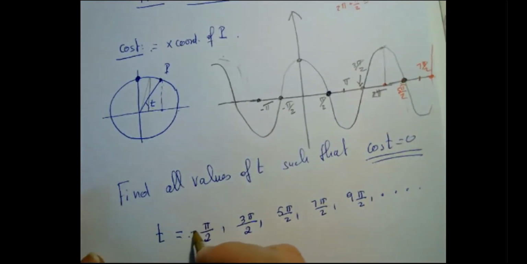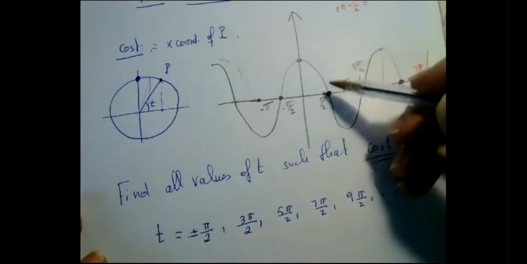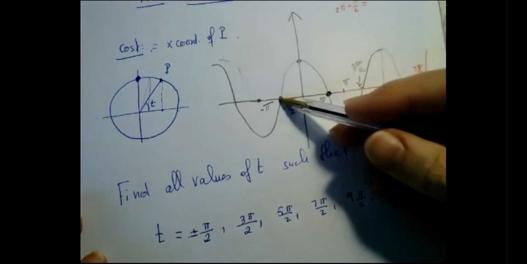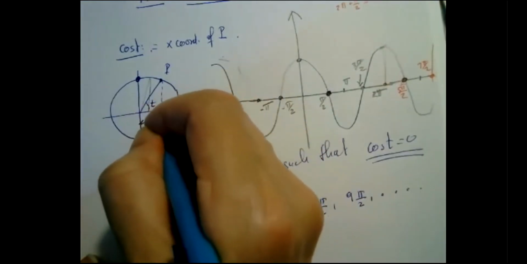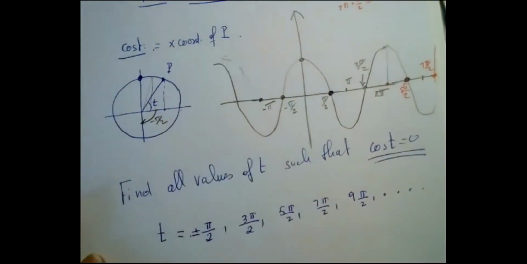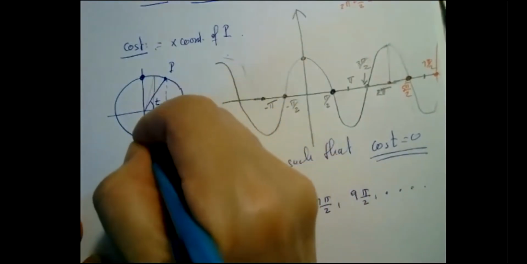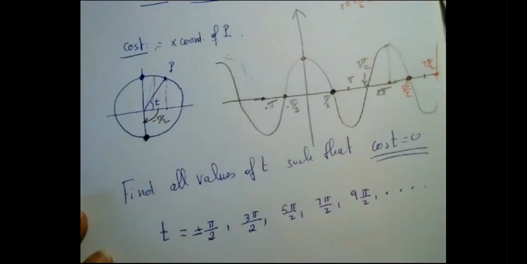It is 0 at pi over 2, and it is 0 at minus pi over 2, because right here, this is minus pi over 2, and the x-coordinate here is absolutely 0.